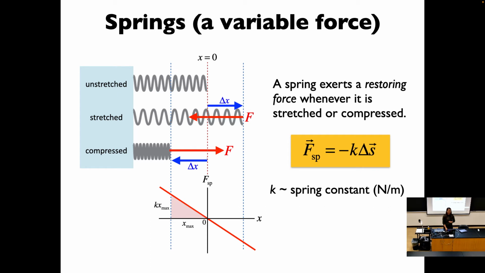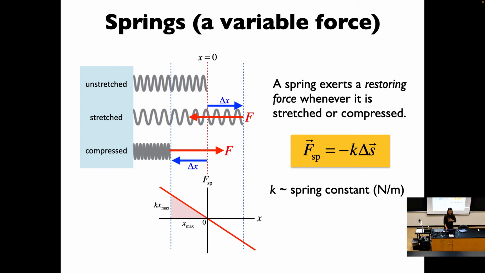And what's the area of a triangle? Yeah, 1/2 base times height. 1/2 base times height gives you a value under this curve. This height is kx max. This base is x max. So you end up with 1/2 this times this. It gives you 1/2 kx squared, which it turns out is the potential energy of a spring.